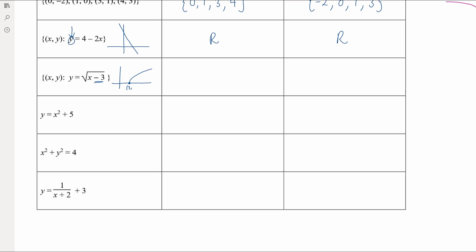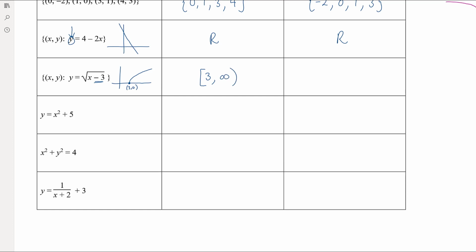Okay. So thinking about the x values where that graph exists, well, it doesn't exist anywhere to the left of x equals 3. It starts at 3 and it exists when x equals 3, okay? And then it exists for all x values bigger than that, okay? So we want the interval from 3, including 3, up to infinity would be my domain.